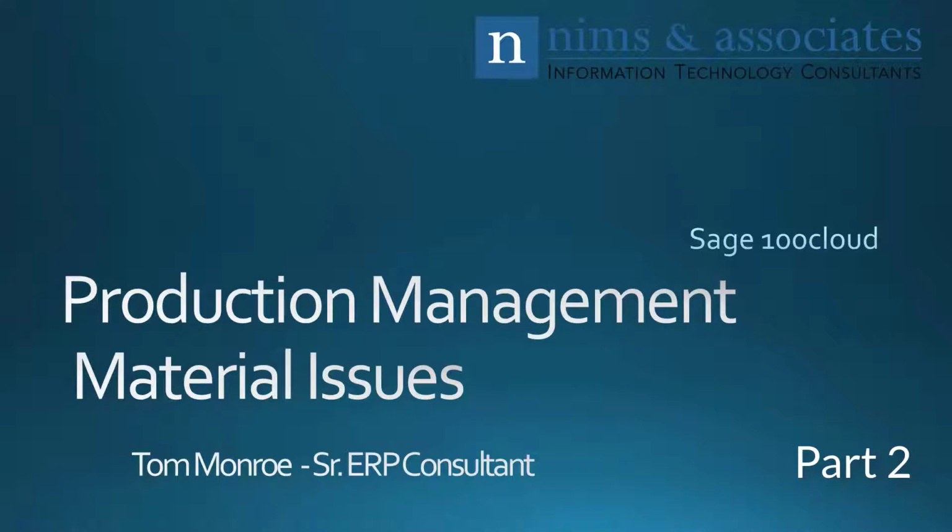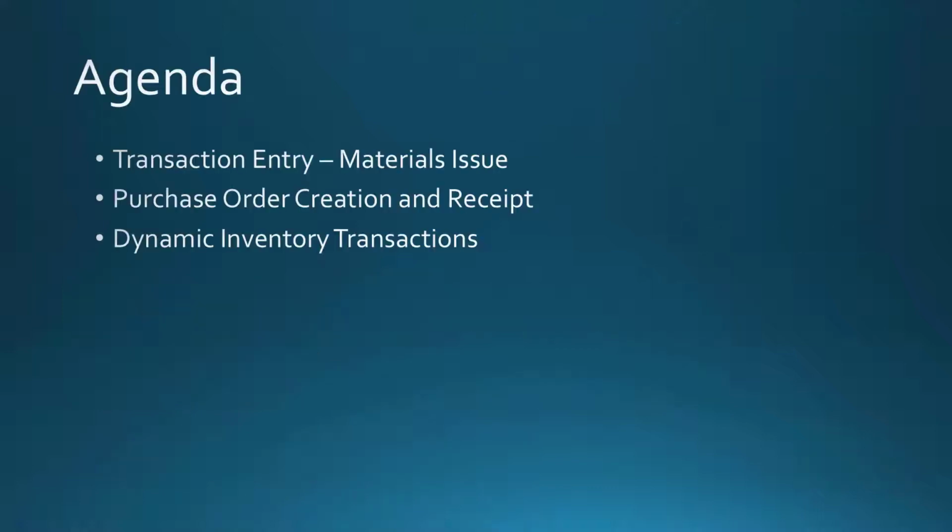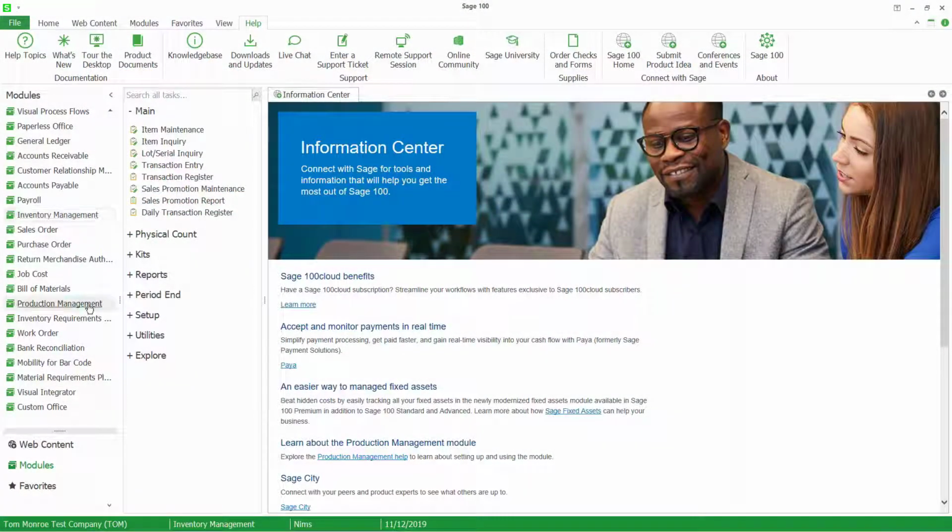For part 2 in a series of 3, we will be talking about issuing materials to work tickets in Sage 100 production management. In our first segment, we looked at issuing materials using transaction entry in production management. Today, we're going to talk about using purchase order creation and receipts. Let's go to production management.